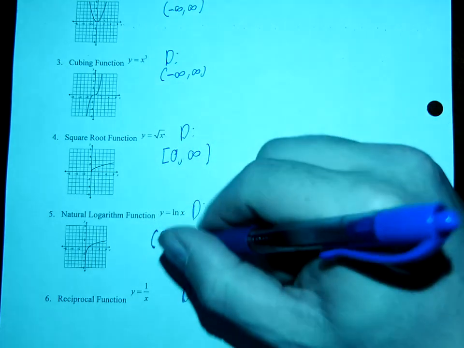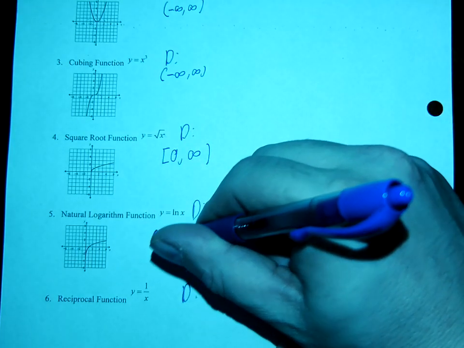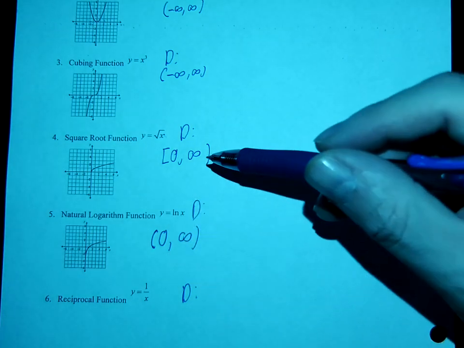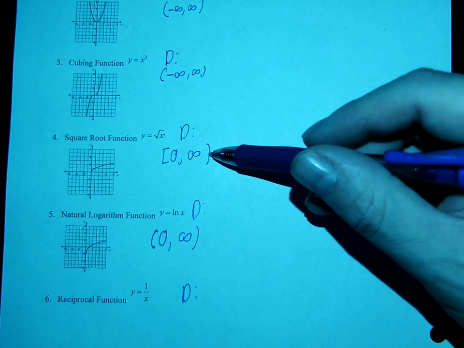Open instead of closed, if you want to call it that. 0, comma infinity. In other words, everything right of 0, not including 0 here. And then on this one, everything right of 0, including 0.